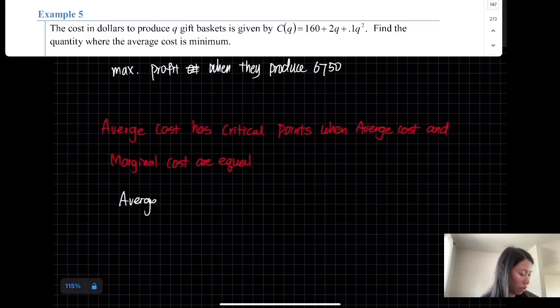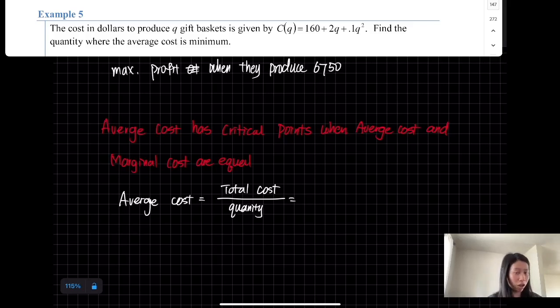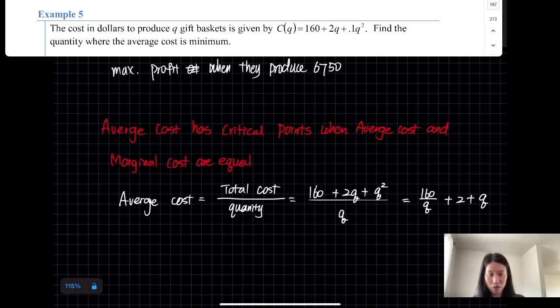So the first thing is we need to find the marginal cost and the average cost. The average cost is equal to the total cost divided by the quantity, since it's an average. In our case, the total cost is 160 plus 2Q plus Q squared, divided by Q. So when you simplify, I have 160 over Q plus 2 plus Q. That would be your average cost.